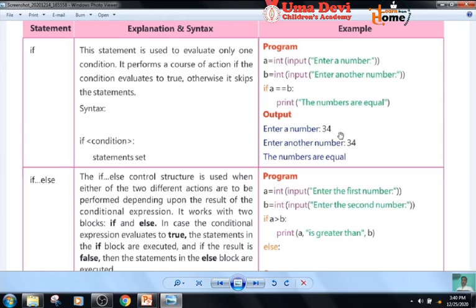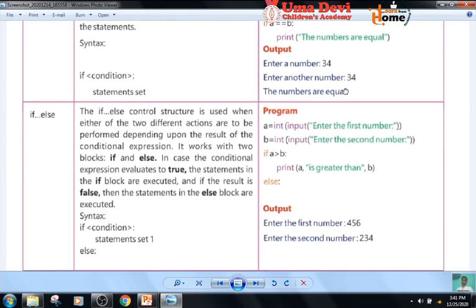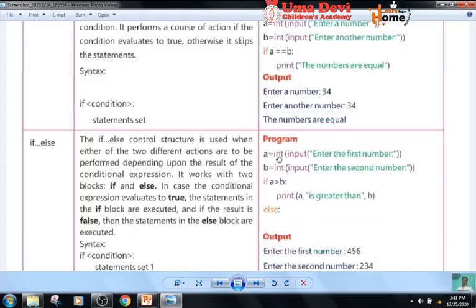Enter a number, they have written 34. Enter another number, they have written 34. Then they have given the condition: if A is equal to B, meaning both are the same numbers, so the numbers are equal. Both numbers are equal, A and B are equal, so they have printed equal. So this is the if condition, the if statement.